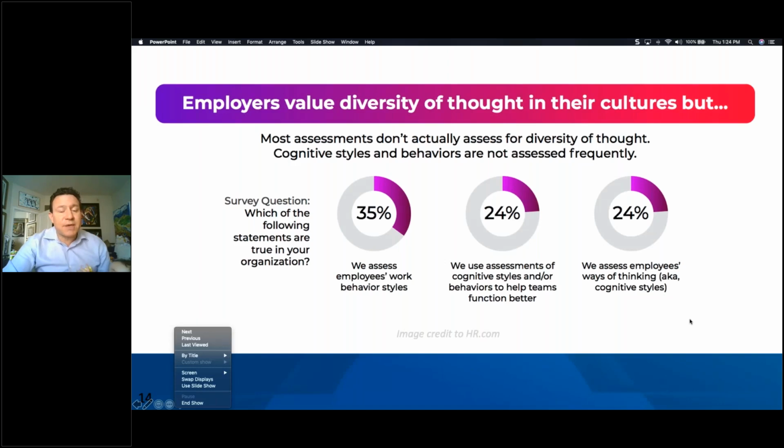Other data from the study that HR.com did was that employers value diversity of thought in their cultures, but most assessments don't actually assess for what we're calling diversity of thought. Cognitive styles and behaviors are not assessed frequently. The most important of the three numbers here is in the survey question about which statement's true. 1 in 4, the 24% at the end, only believe that they're assessing ways of thinking. And that's a problem.